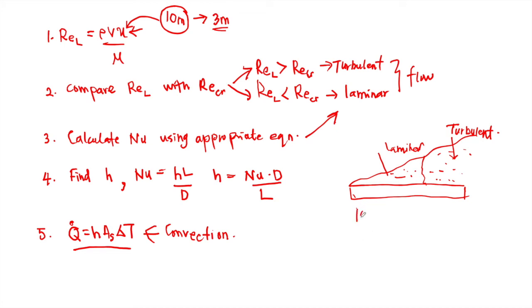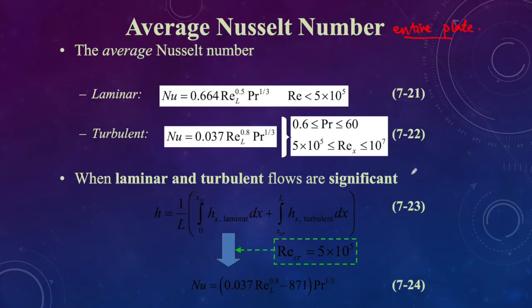Let's say your flat plate is 10 meters, and after you calculate X critical, you find that X critical is 5 meters. About half of the flat plate is laminar flow. Then we cannot disregard laminar flow in our calculation. Therefore, there is another equation that needs to be used.